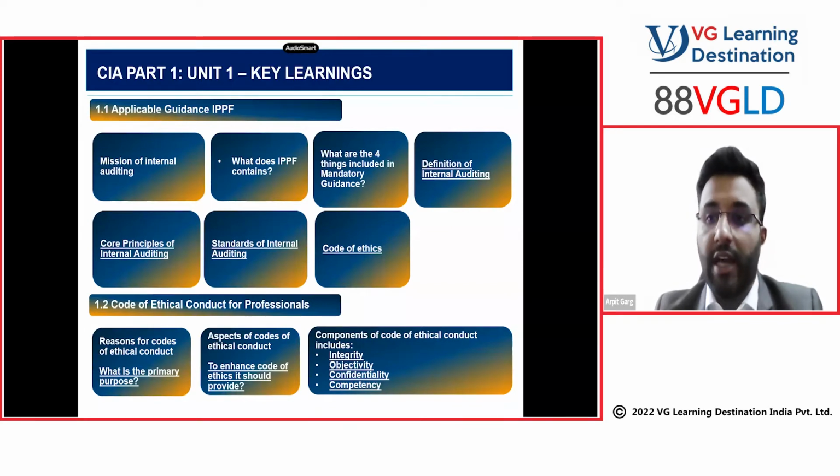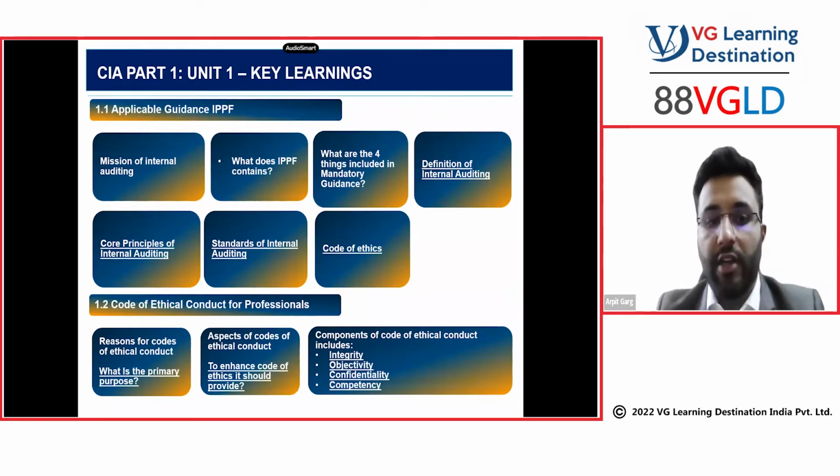We'll understand what IPPF means. We are going to understand what the 4 things included in the mandatory guidance are. We'll understand the definition of internal auditing, the core principles, the standards, and the code of ethics. Those are the 4 things that govern in the mandatory guidance. We are going to cover all of them.